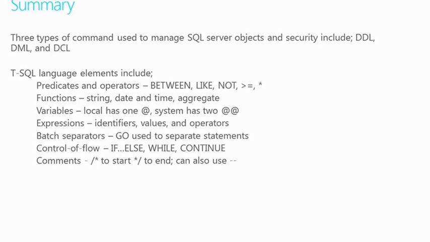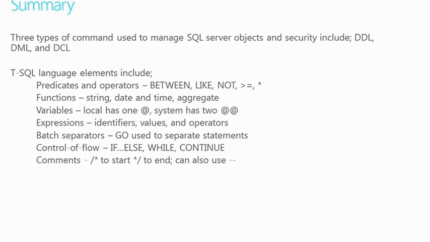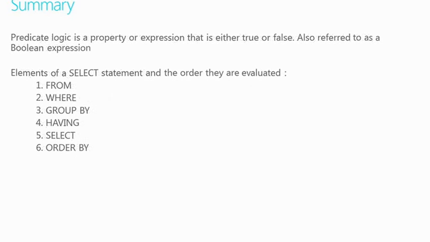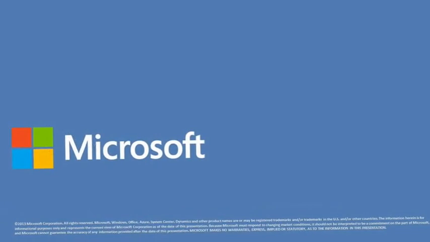All right, so that's just a quick demo on writing basic select statements. Just to review, we introduced the 3 different types of commands: DMLs, DCLs, DDLs. We'll be working with these throughout the day. We talked about different elements like predicates and operators, functions, variables, commenting, control flow. And again, we're going to drill into this in more detail. We looked at the different elements and how they are processed. We began with the from, the where, the group by, the having, the select, and then the order by. That's the order that they're actually processed when you're executing a select statement.